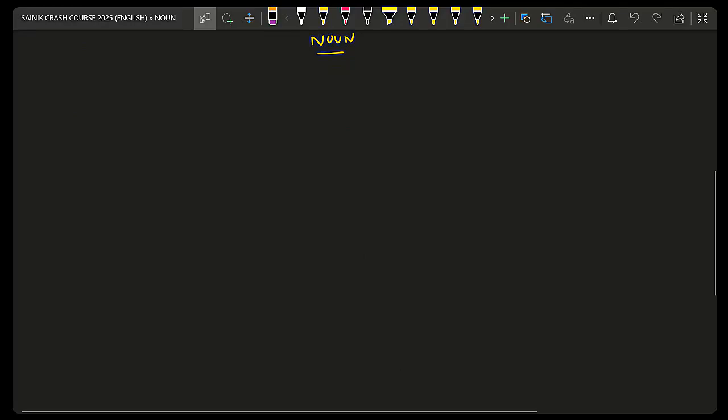Common noun is related to everybody in the class. Maybe it's like boy. Boy can be used for everyone. And the word cow is used for all the cows, etc. But if you use a particular name for that, it will become a proper noun.